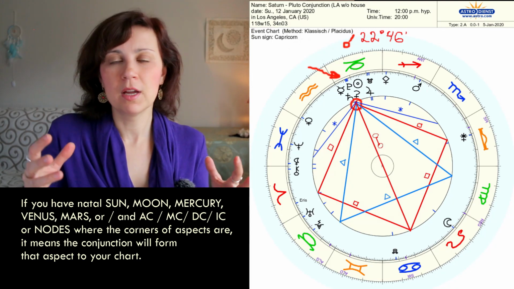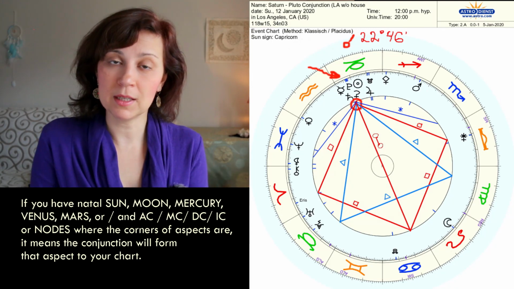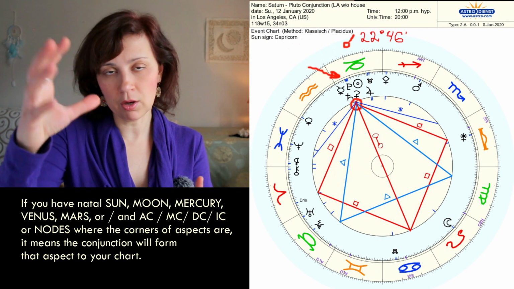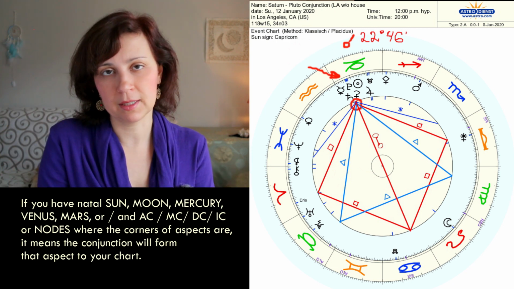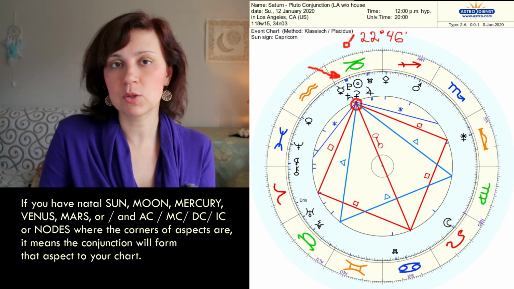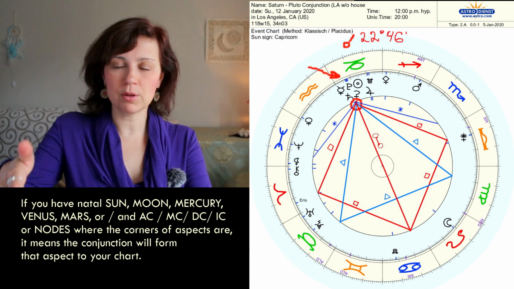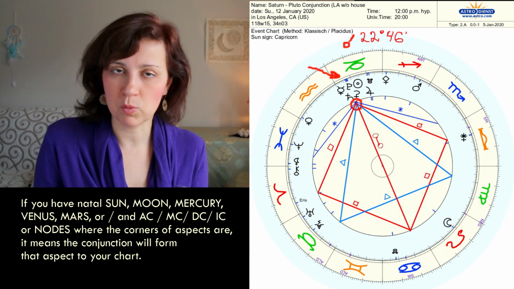So start learning your chart if you are not connected to it yet. If you want to find out where the conjunction of Pluto and Saturn happens, find out where Capricorn is located in your chart. The conjunction happens on the 22nd degree, so whichever house it falls into, that house will be triggered.